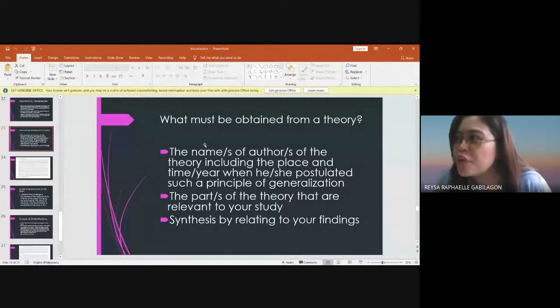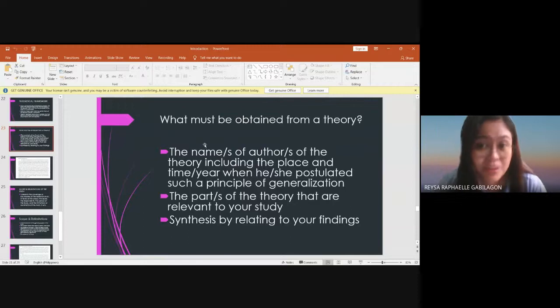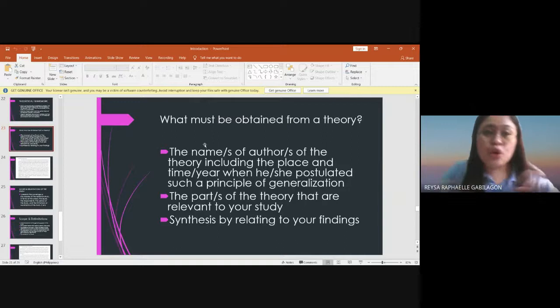So, ano ba yung kailangan nyong ma-obtain when you are doing a theoretical framework? Siyempre, you need the name or the author of that theory, including the place and the year kung kailan niya ginawa or pinostulate yung theory na yan or yung principle na yan. And then, you also need to include the part of the theory that is applicable or significant to your current study at hand. And lastly, you need to have a synthesis by relating the theory to your findings.